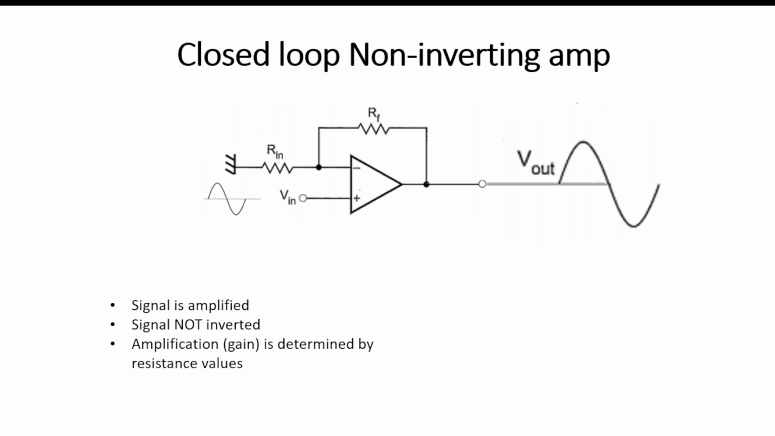Here's a closed loop non-inverting amplifier. The only difference you can see is that my input signal is on the positive non-inverting terminal. And so I start with a positive alternation, and I have a positive alternation here. So again, this one has resistors, which means that dependent on the size of them, I could control how much bigger this output signal is from the input.